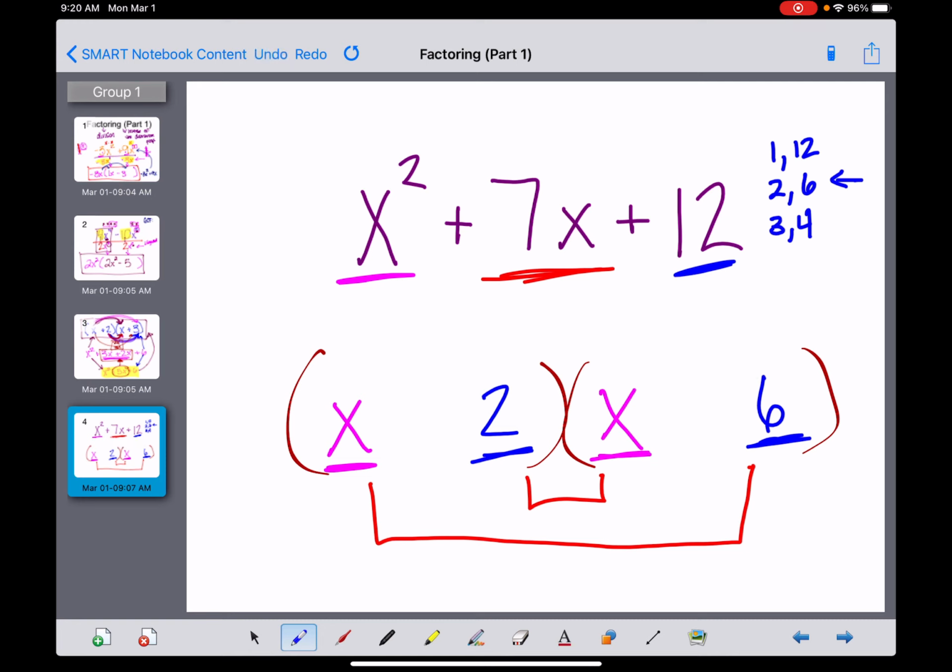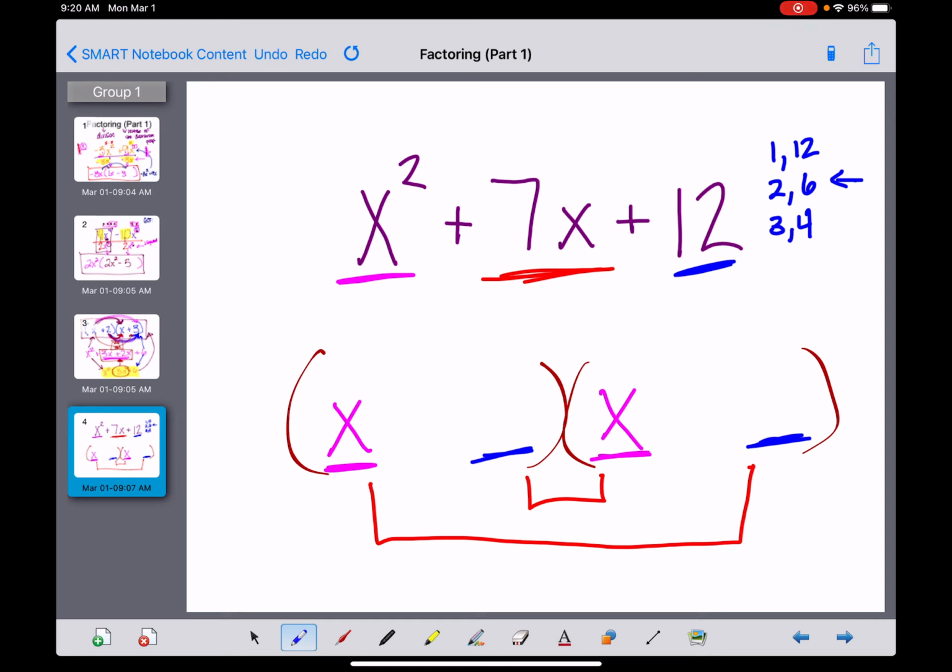But I'm going to check my inners and my outers. So my inside term, 2 times x is 2x. x times 6 is 6x. When I combine those together, I get 8x. I wanted 7x. So 2 and 6 is not the correct combination. So I'm going to try another combination.